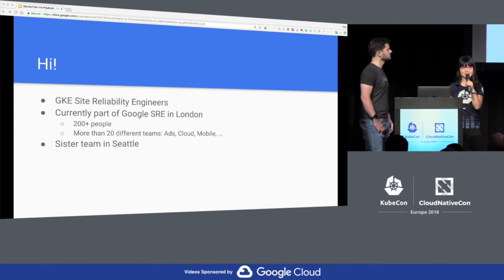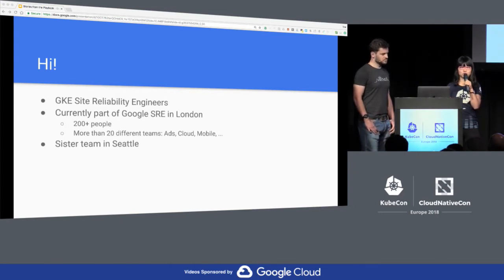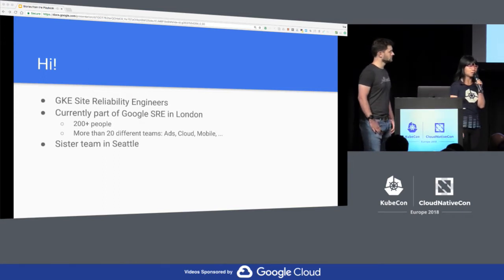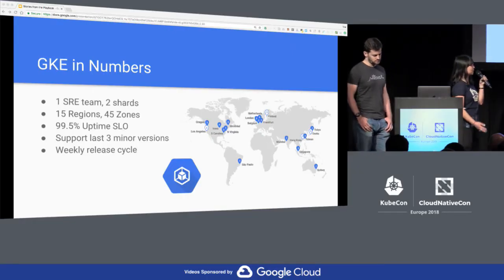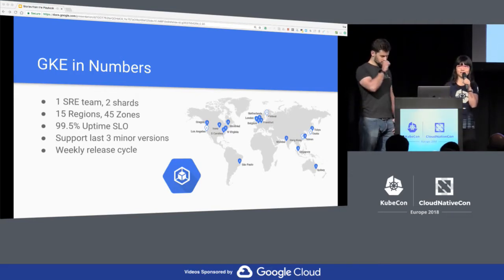So for GKE, we have two teams, one in Seattle and one in London, providing 24/7 coverage for both GKE and also App Engine flexible environment. So actually our team looks after all of the managed compute products on Google Cloud Platform. And we onboarded GKE as a product around 18 months ago. So to give you an idea of some of the challenges we face in numbers, as I said, we're one team, but we have two shards globally.